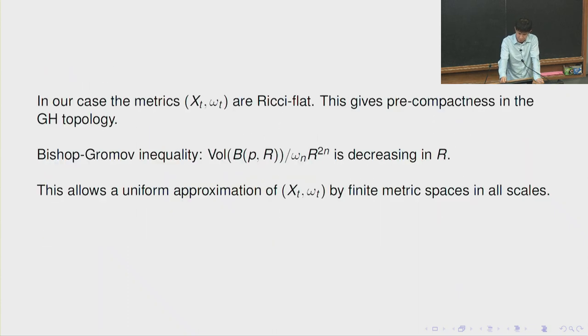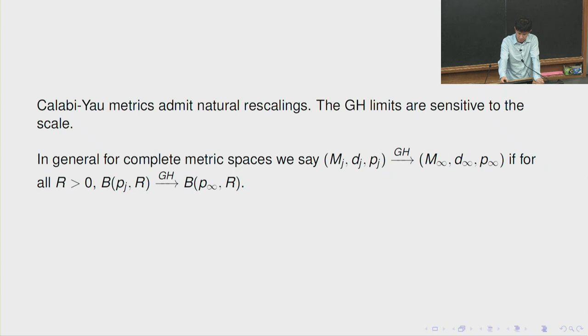So we have to generalize this to rescaled limits. Calabi-Yau metrics admit natural rescalings. If you change the scale, the limits may be different. So the definition has to be extended to the case when the diameter is not necessarily bounded.